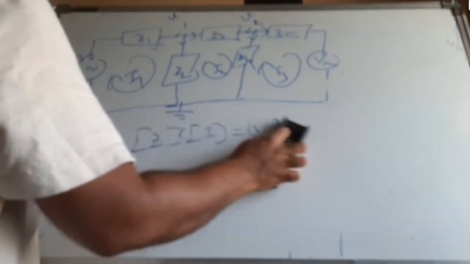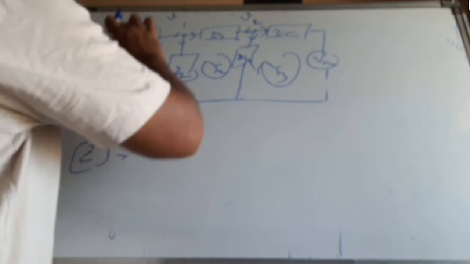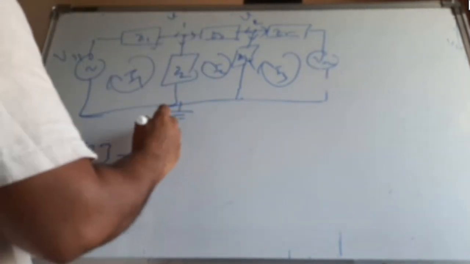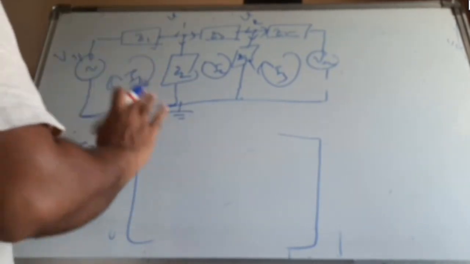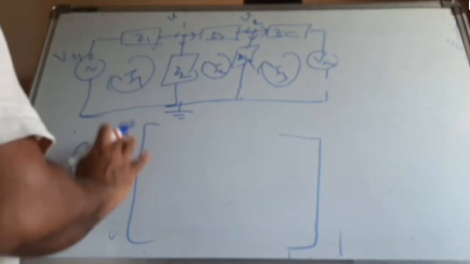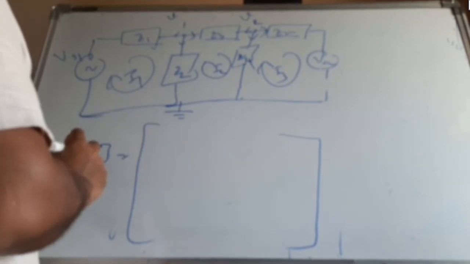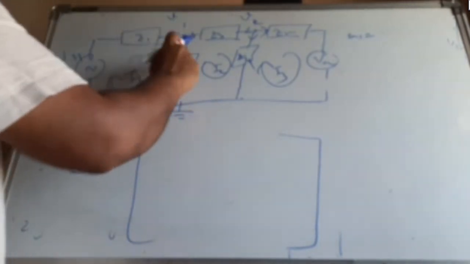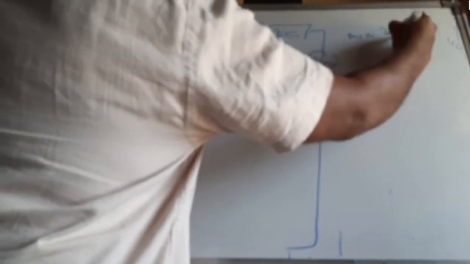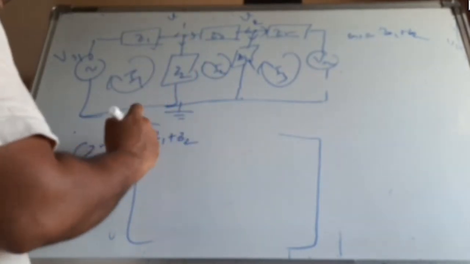Now I have to form the impedance matrix and the current matrix. How do you form the impedance matrix? Look at this circuit. There are three loops, so naturally this is going to be a 3 by 3 matrix. Look at I1: this is Z11. Z11 is the sum of the impedances connected in loop 1, equal to Z1 plus Z2.